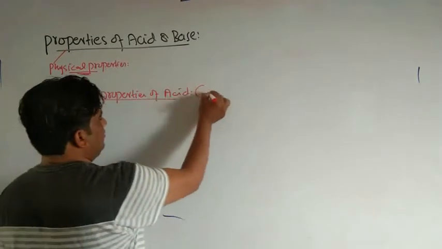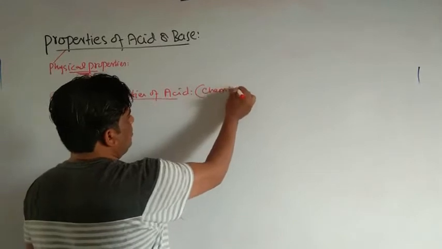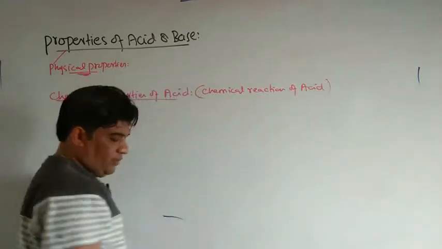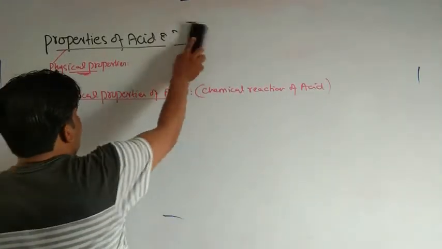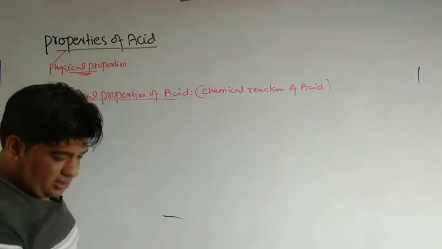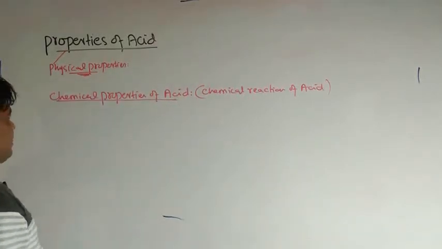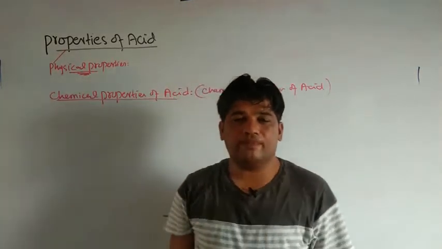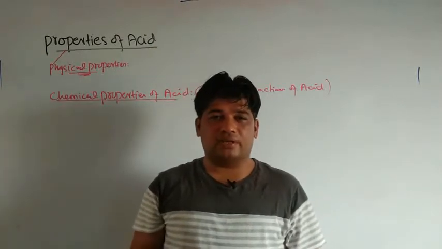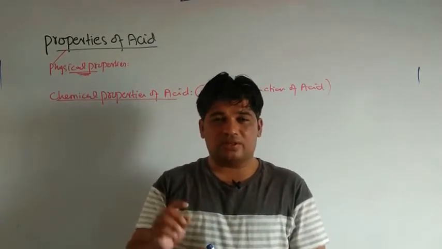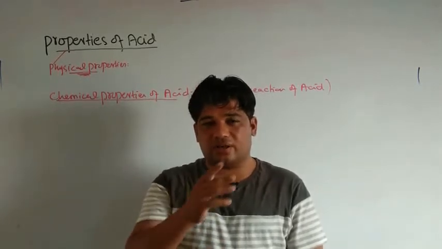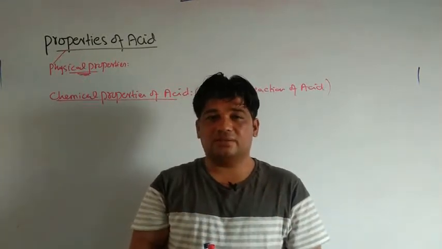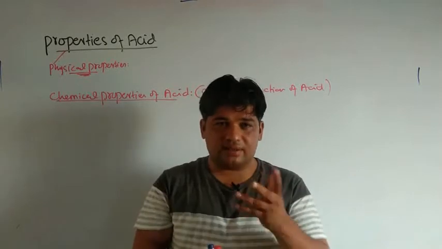which is also called chemical reactions of acid. First of all, we focus on the properties of acid only. Then in the next lecture we will discuss the properties of the base. Two types of property of the acid: one is physical property, another is chemical property. Physical property of the acid we have already discussed in lecture number one at the start of the chapter. You know that acids are corrosive in nature, they have a sour taste and so on.